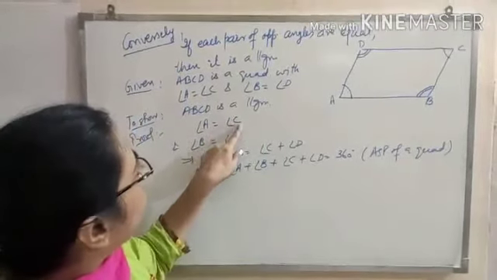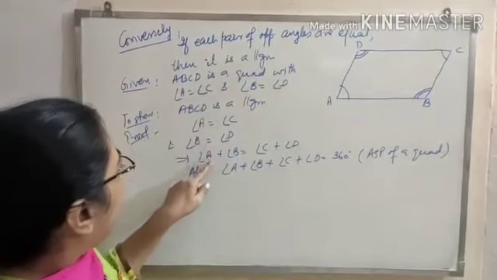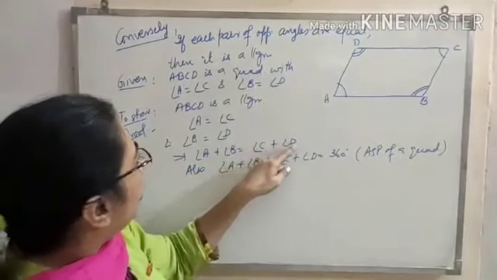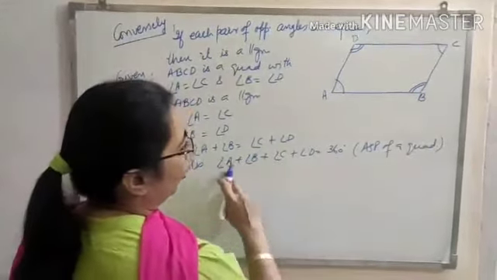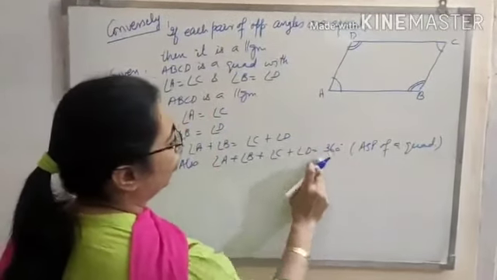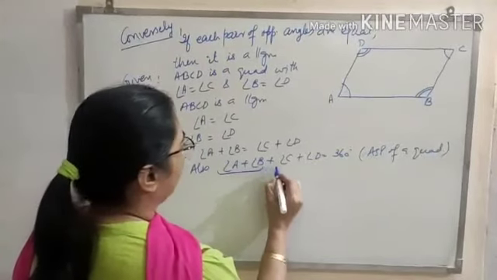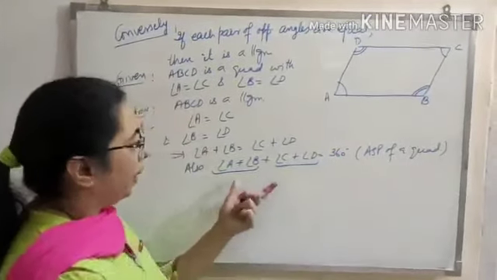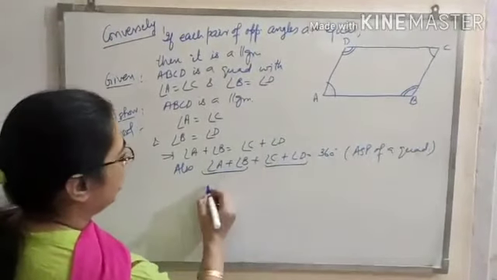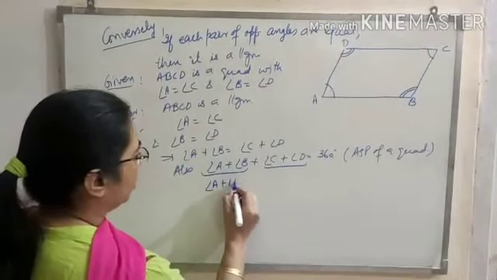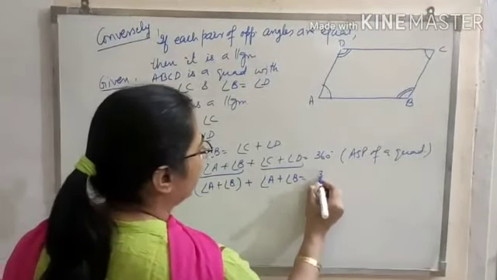Now when A and C are equal and B is equal to D, I can add these two. Adding, you get A plus B is equal to C plus D. Now using the angle sum property of a quadrilateral, the sum of all four angles is equal to 360 degrees. This we have already proved. Now I can replace one pair by the other. A plus B is equal to C plus D, so I can replace C plus D here by A plus B. So A plus B and again A plus B is equal to 360 degrees.